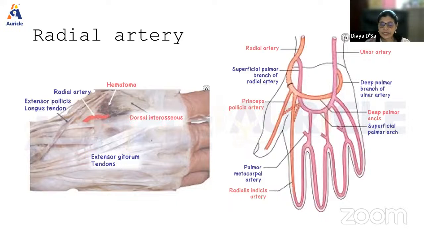Once it enters the palm, the radial artery gives the princeps pollicis artery, which supplies the thumb, and the radialis indicis artery. These contribute to the superficial palmar arch. It ends by anastomosing with the deep branch of the ulnar artery, which forms the deep palmar arch. So that is the course of the radial artery. Understand?